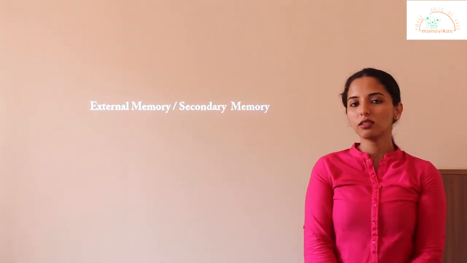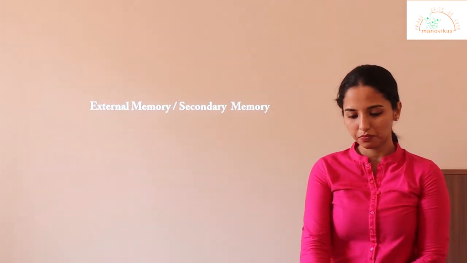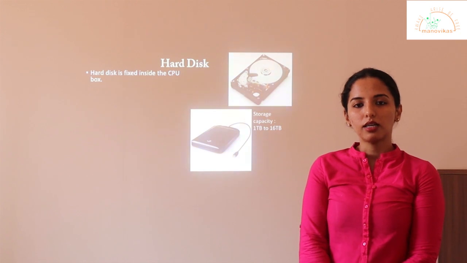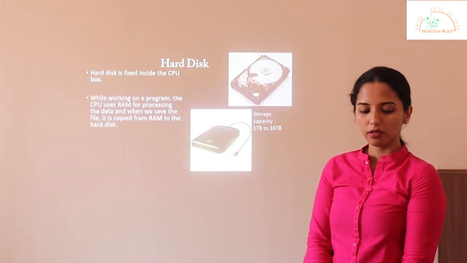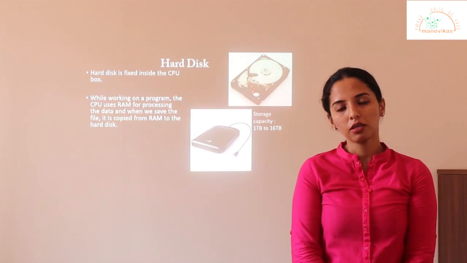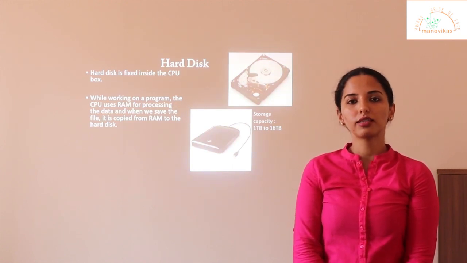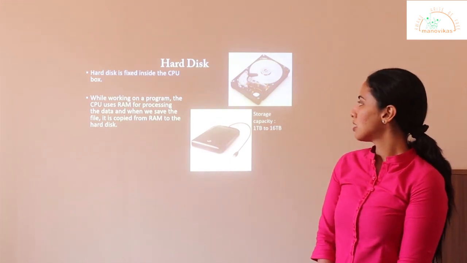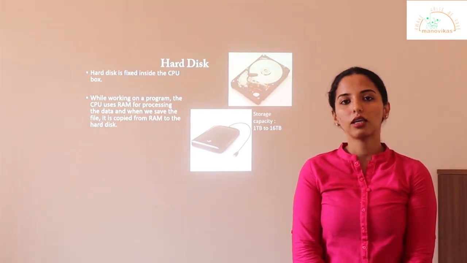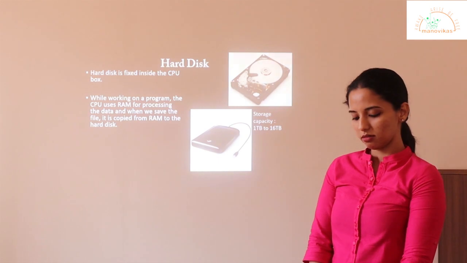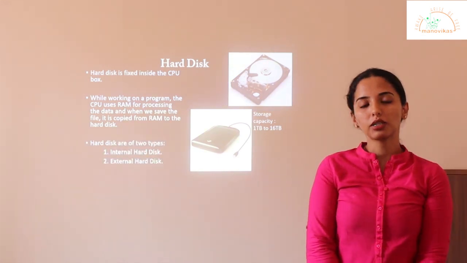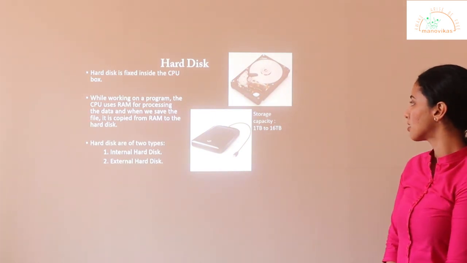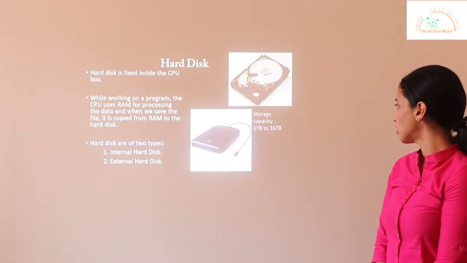Now we have external memory or a secondary memory. Hard disk. Hard disk is fixed inside the CPU box. While working on a program, CPU uses RAM to save instructions, and when we save our program, the CPU saves it in the hard disk. The hard disks are of two types, internal and external hard disk. The storage capacity of a hard disk varies from 1 TB to 16 TB.